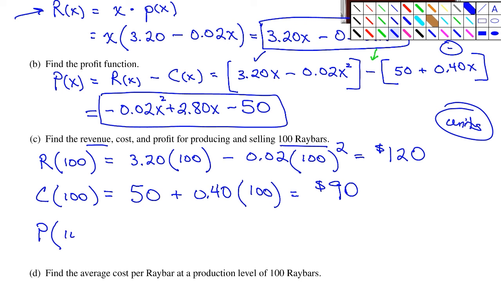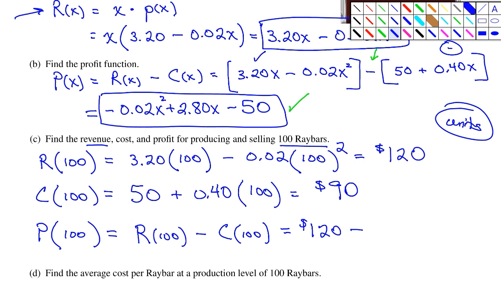And then profit, there's a couple of ways you can do this one, right? You can take 100 and plug it into the profit function right here. But what is profit? Profit is revenue minus cost. And in this case, it's at a certain selling point. So revenue at 100 minus the cost at 100 is going to give me the profit at 100. So I might as well just do that one. So it's $120 minus $90 is equal to $30. And you can double check that. If you plug that 100 into the profit function from part B, you'll get $30.